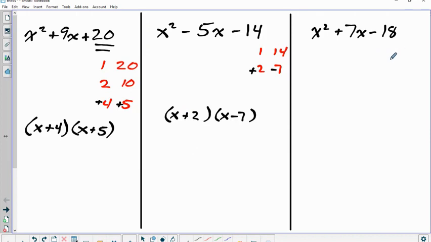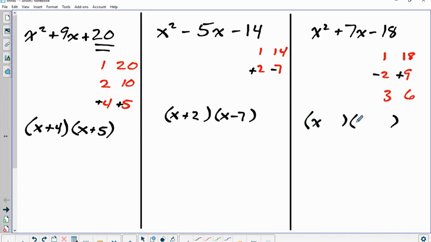So factors of 18. Well, we got 1 and 18. We have 2 and 9. We have 3 and 6. So which one of these would produce a positive 7? And I hope your eyes are drawn to the 2 and the 9. If I had a negative 2 and a positive 9, I combine those together, that gives me a positive 7. So let's go ahead and write our factors down here.